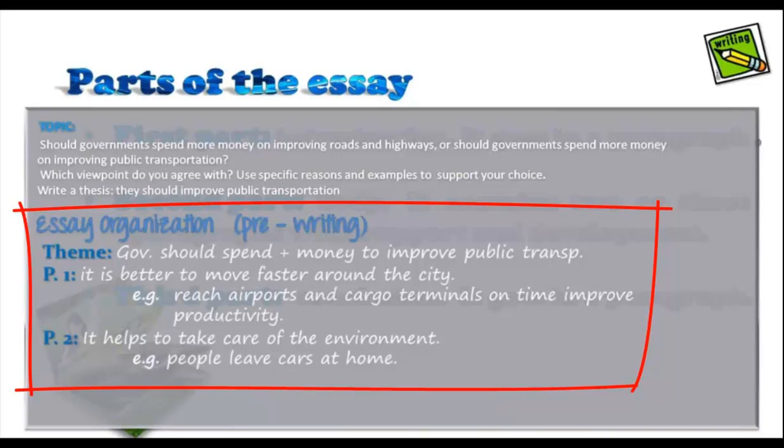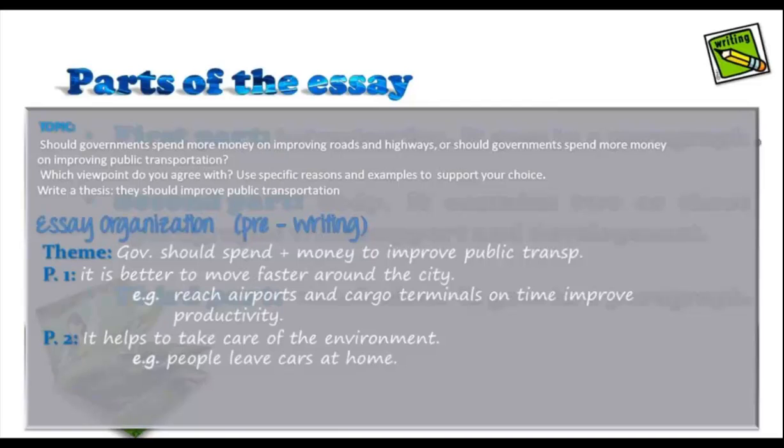Remember that when you write a pre-writing, try not to write complete sentences or worry about good grammar or spelling. It's not necessary. Then, I establish a general idea for my first and second paragraph in this way. In the first paragraph, I want to point out the following idea. It is better to move faster around the city. For example, reach airports and cargo terminals on time, improve productivity.